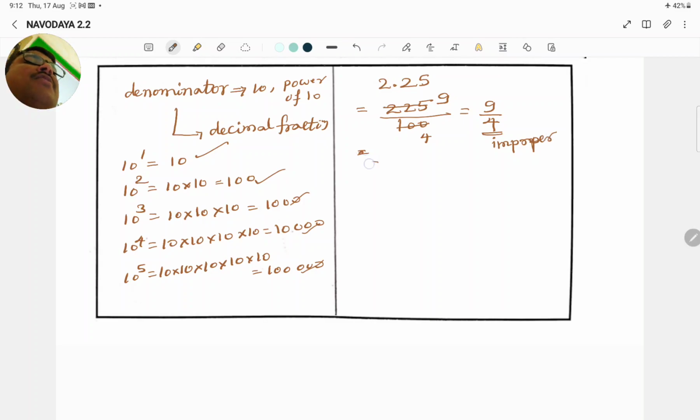Now I want to convert the improper fraction into a mixed fraction. 4 twos are 8, here the remainder is 1. Therefore quotient, remainder, divisor. Now the answer is 9 by 4 or 2 1 by 4. This is the answer.